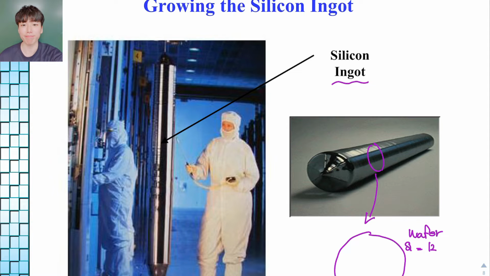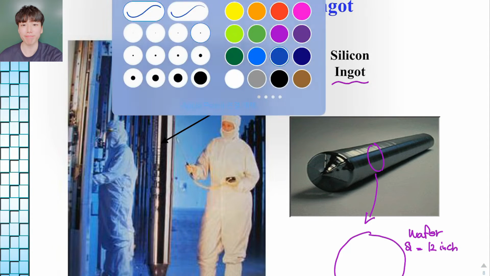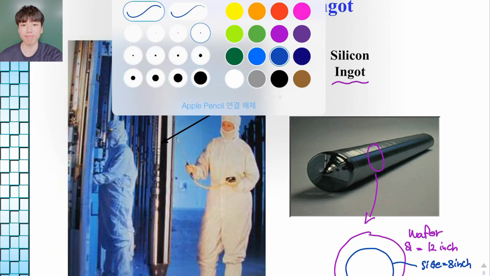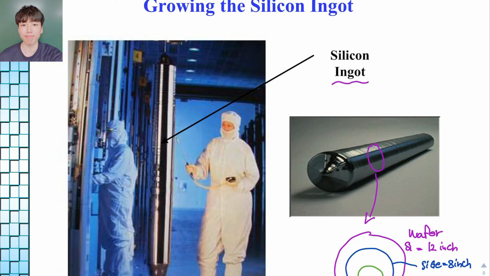Silicon wafer is 12 inches, and silicon germanium is 8 inches, and gallium arsenide is 6 inches, and silicon carbide is 3 inches. So we want to make bigger ones.